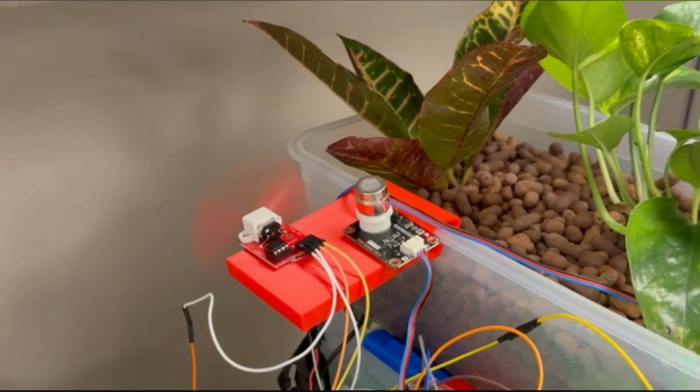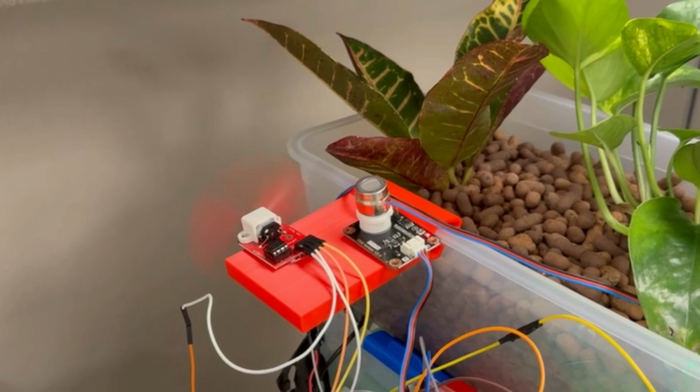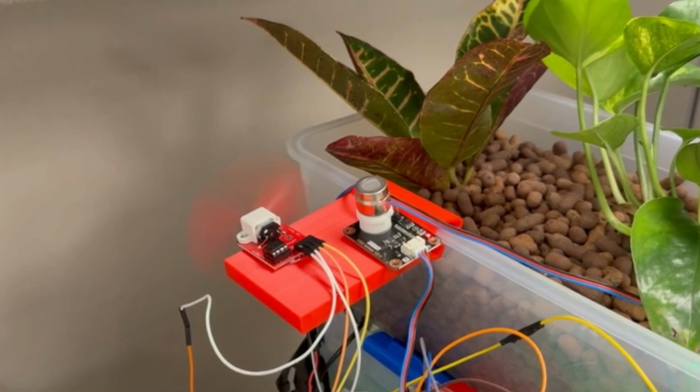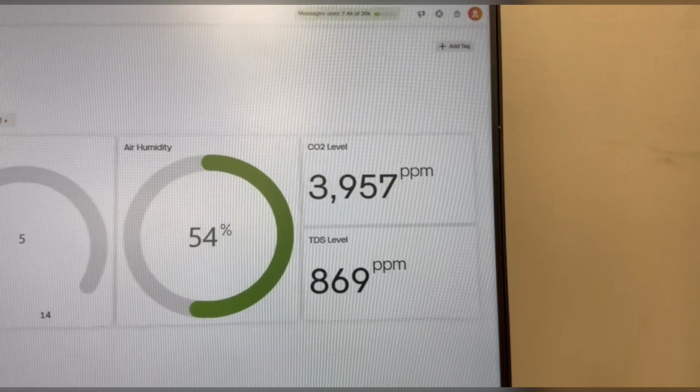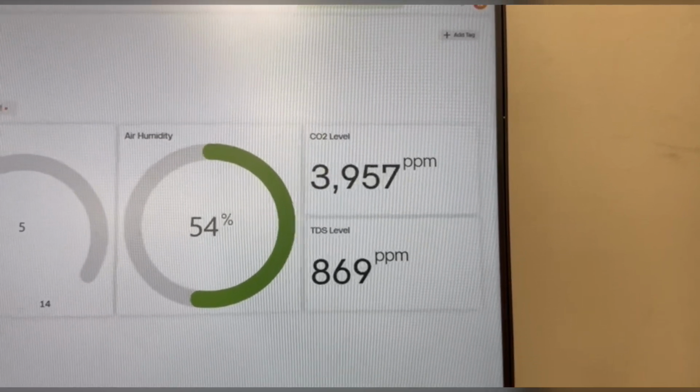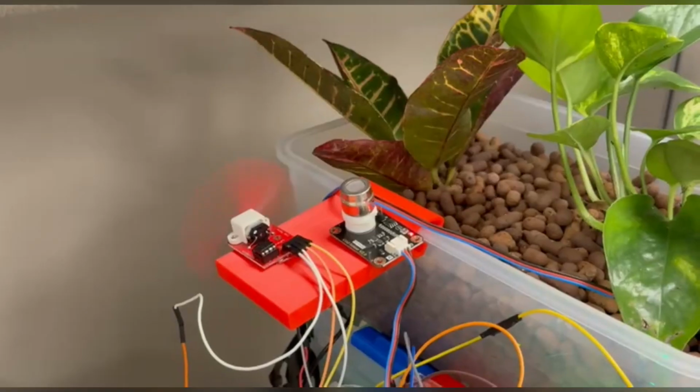If the sensor sensed that the values were not on optimal levels, the fan... Right here we can see that the CO2 levels are above the threshold, therefore the fan will turn on.